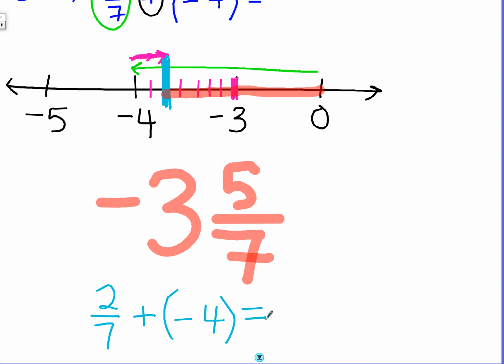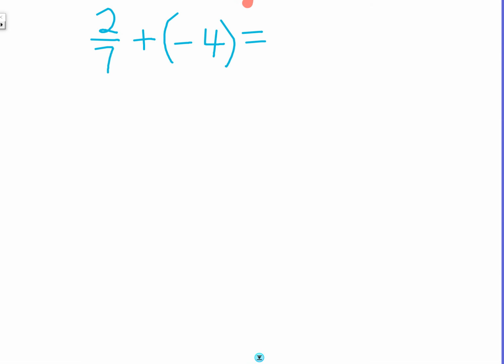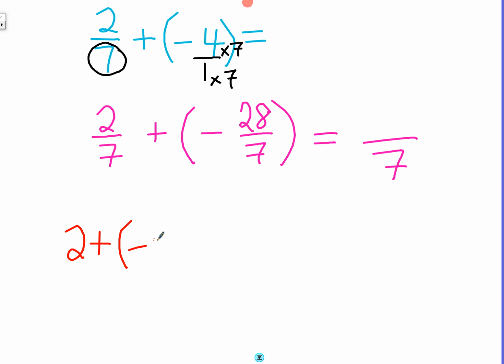Okay? In this case, common denominator, I would need a common denominator of 7, so I would multiply this by 7 and multiply the numerator by 7, and we end up with 2/7 plus -28 over 7. I know my answer will have a common denominator of 7, and then as I look at my numerator, I know I just need to figure out 2 plus -28.